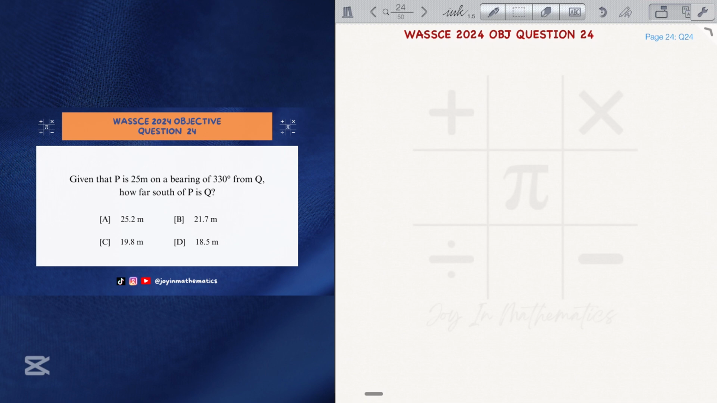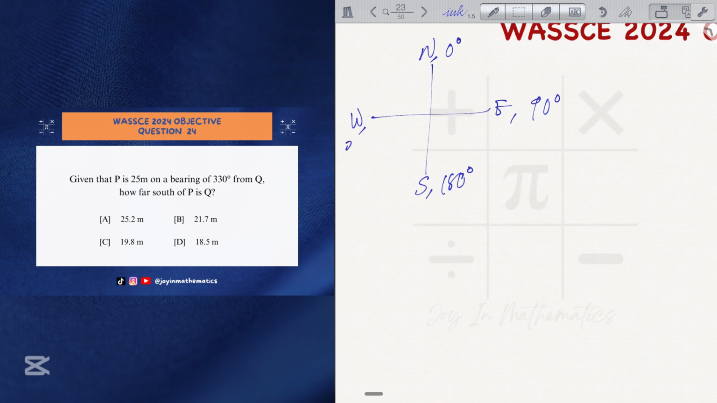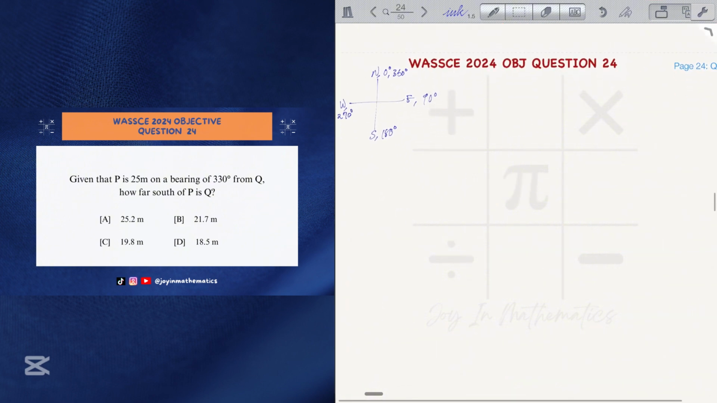Let's move further to WAEC 2024 objective question 24. We are given a question on navigation and bearing. And before we proceed, let's establish the facts on navigation and bearing. So we have north, south, east, and west. Now for navigation and bearing, the angles start reading from the north 0 degrees, east 90 degrees, south 180 degrees, and the west 270 degrees back to the north at 360 degrees. So in view of this, let's focus on the question at hand.